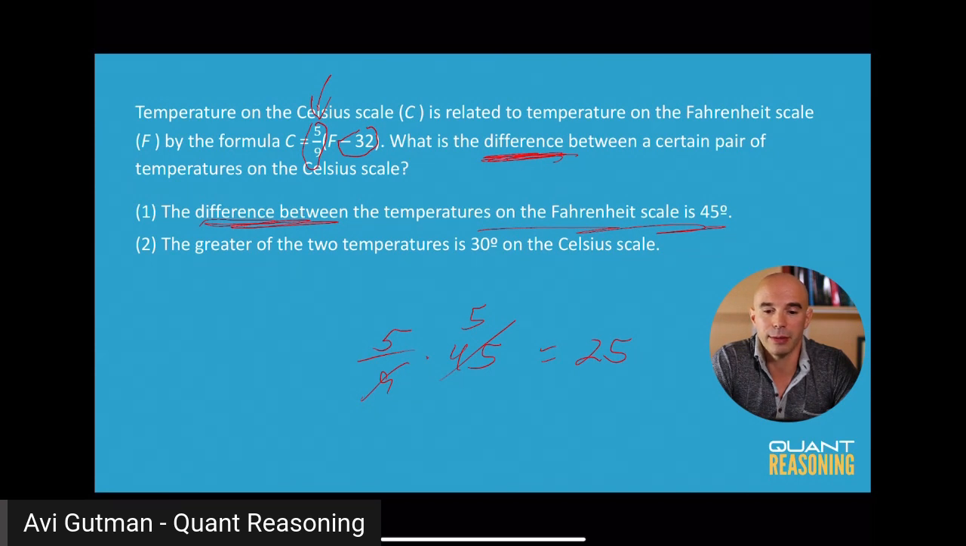Okay? Now, statement 2 on its own, well, it just gives us one of the temperatures. We don't know anything about the other, so of course there's no way for us to infer the difference between them.